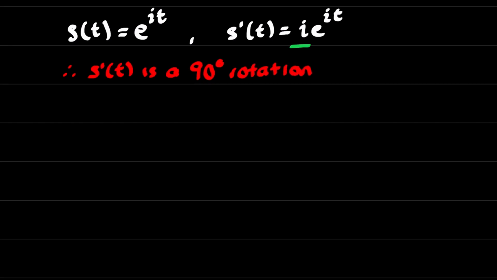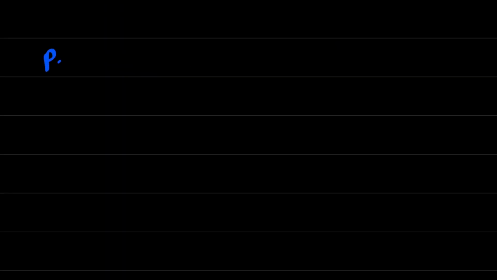What did we say earlier about i? Well, multiplying something by i translates to a 90-degree rotation. In other words, the rate of change of s is simply a 90-degree rotation of s. s prime of t and s of t are perpendicular to each other. Let's hop into an example and I'll show you guys why this relationship is so important.